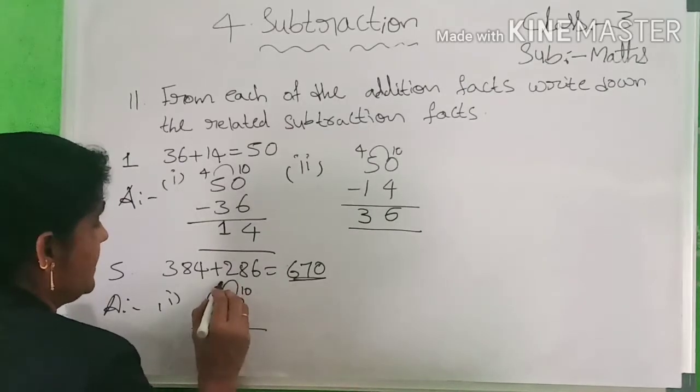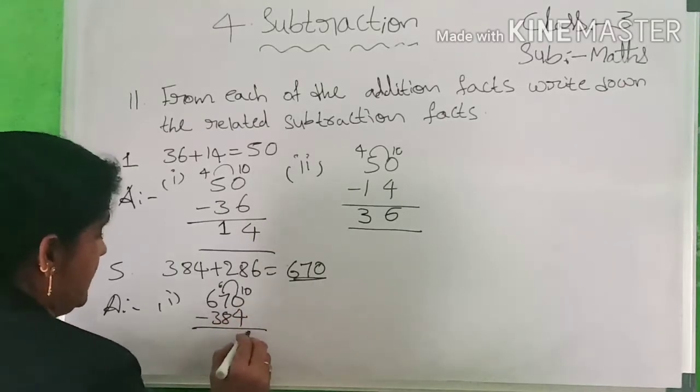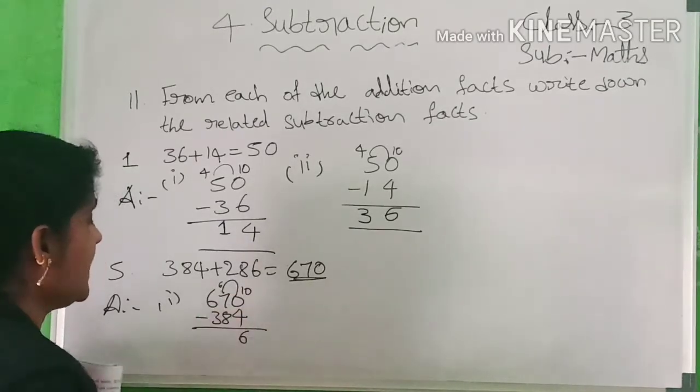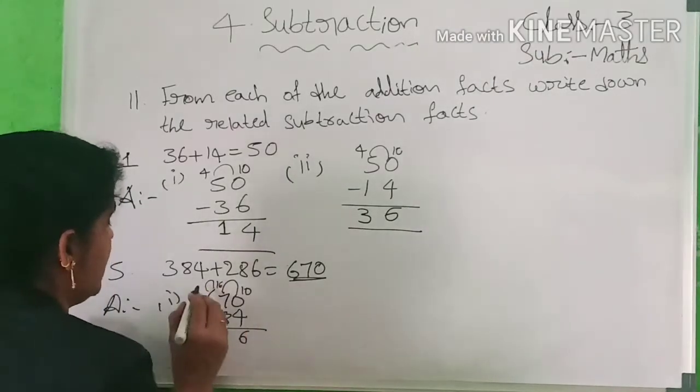Here 10. Here 6. Now 10 to 4 cut. What is the answer? 6. Now 6 to 8 cut. 6 to 8 not going. Now here also taking regrouping. Now 16. Here 5.